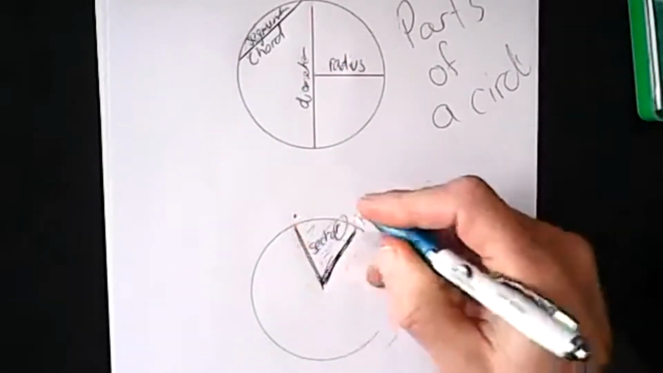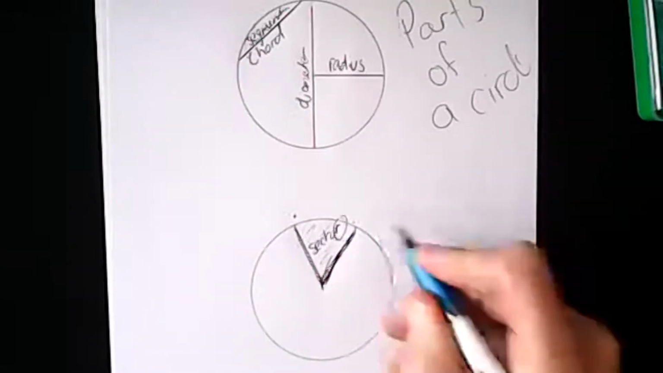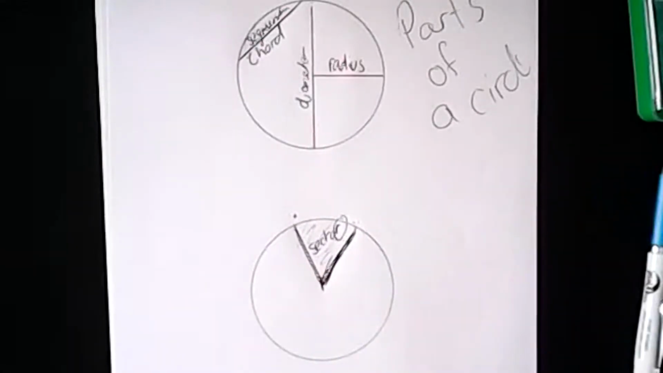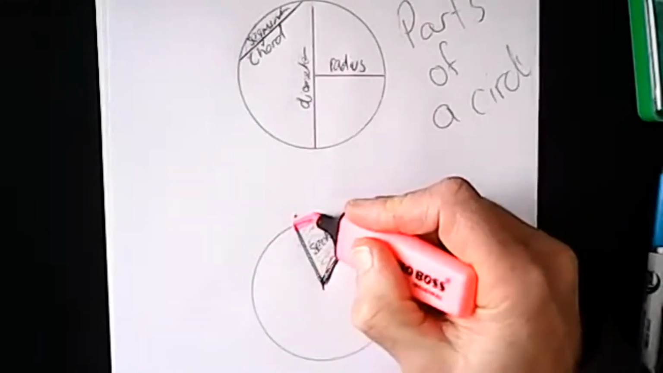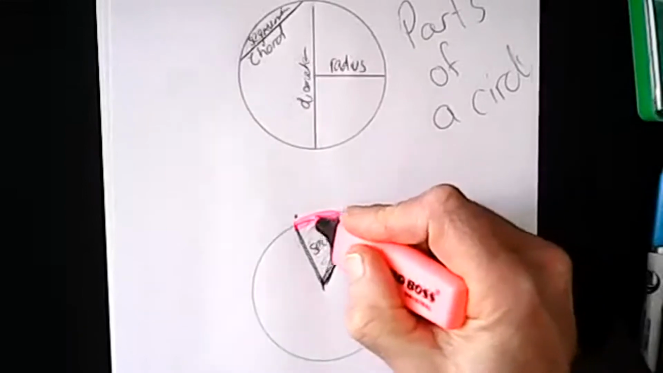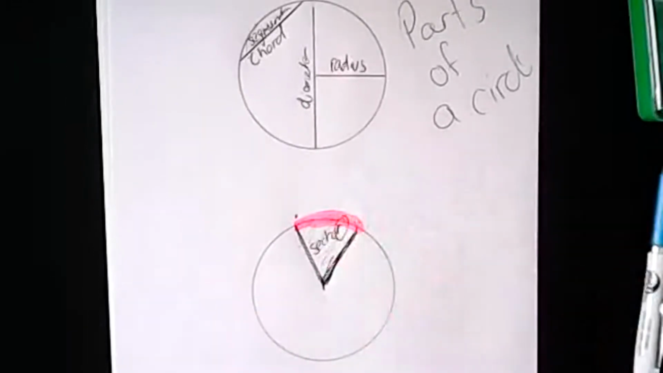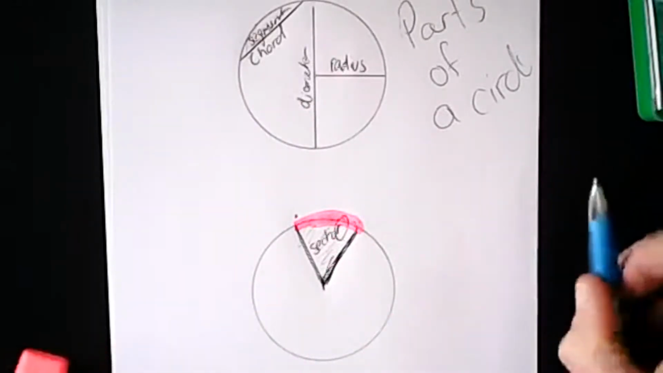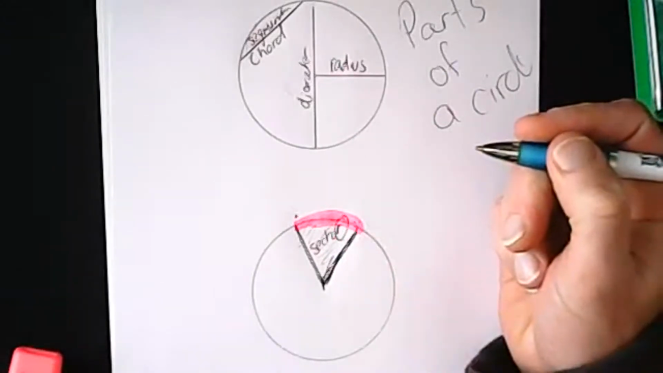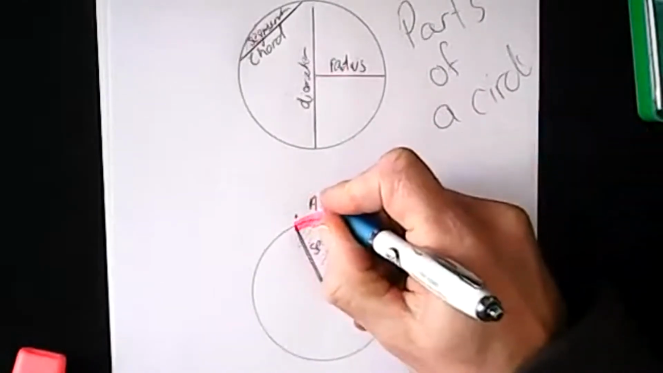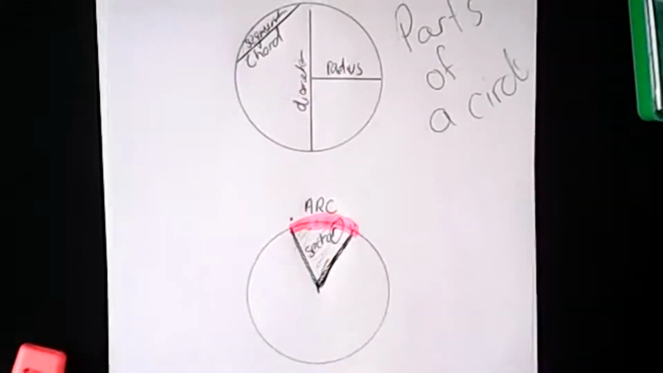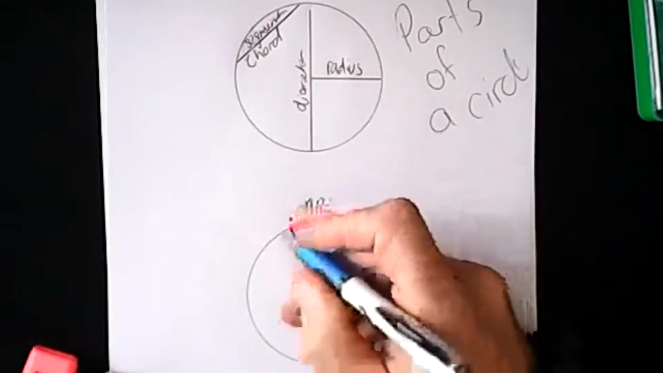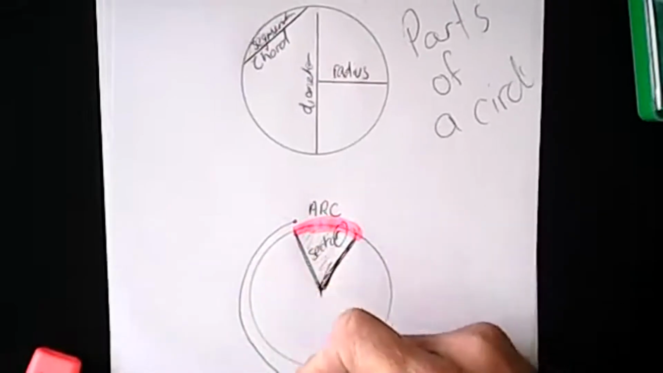Okay, and the last one is this kind of area here. Now I'll get a highlighter for this. Okay, so not an area. This is a curved part of the circle, just a part of the circle on the outside. Little word. 3, 2, 1, and that's called an arc. A-R-C. So that leaves us with one more word, and that is the distance all the way around the circle.